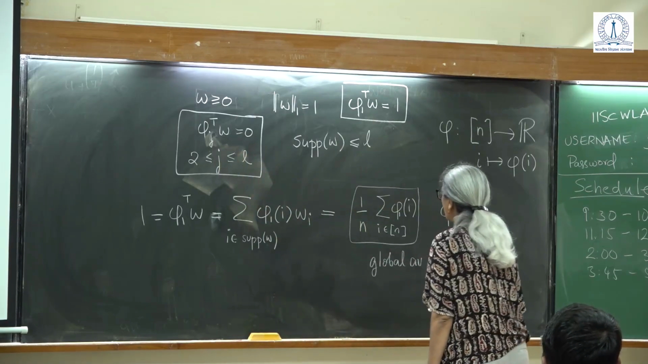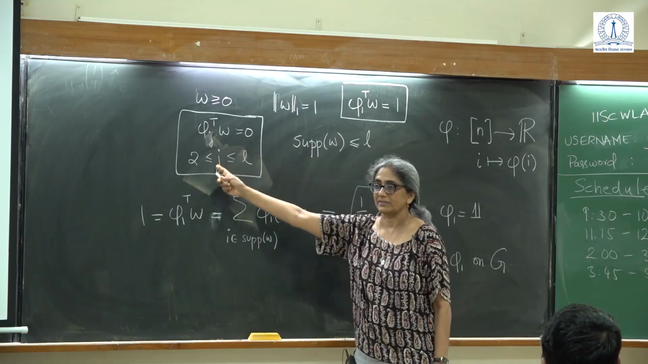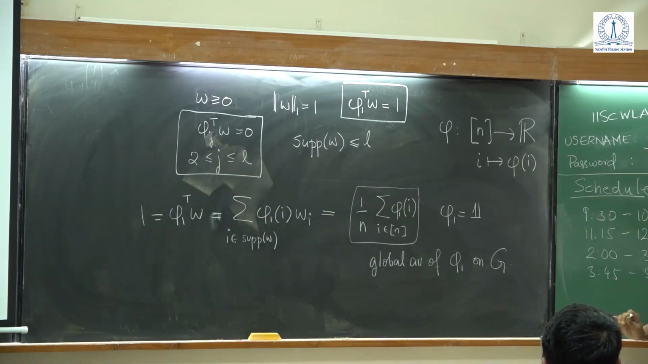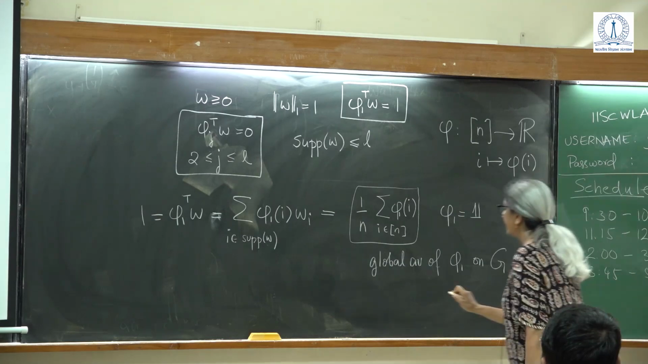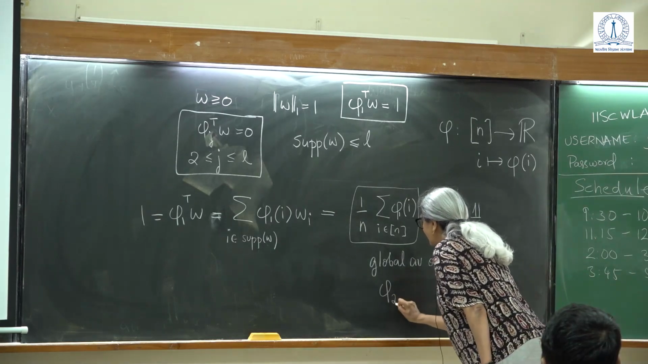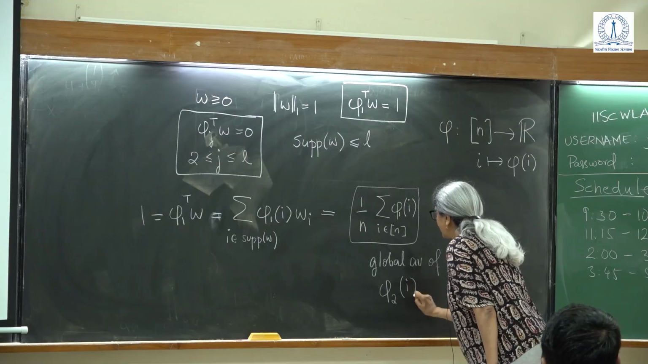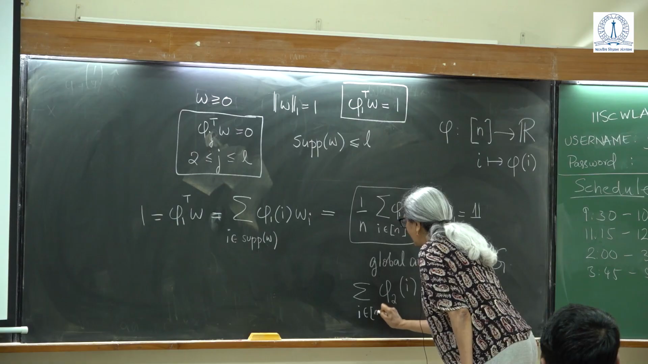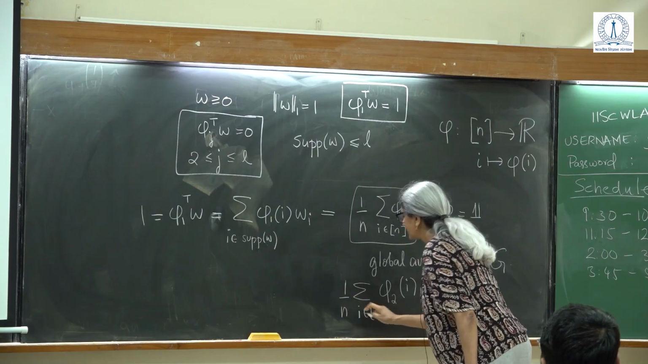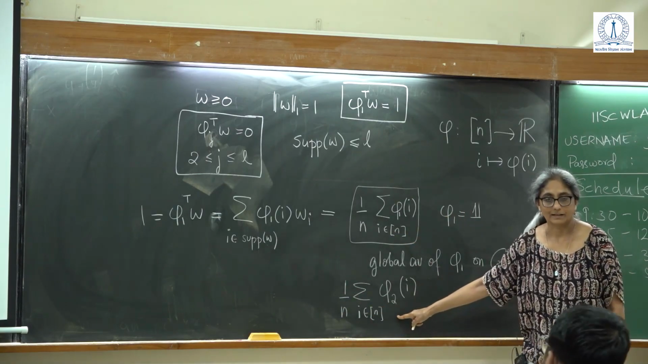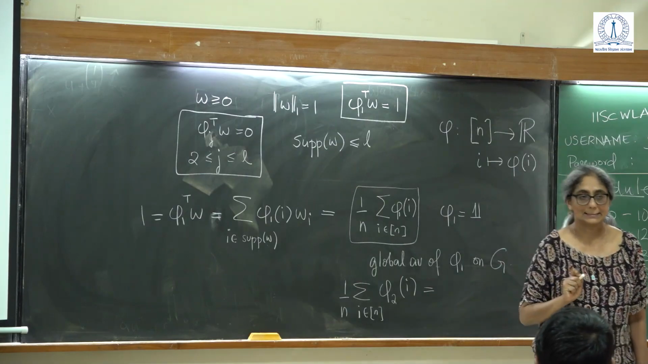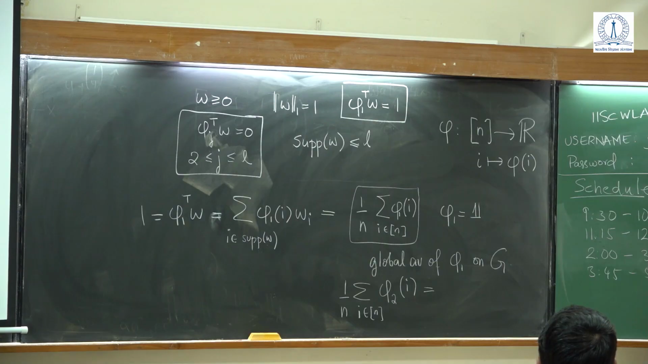So what's the global average of one of these eigenvectors, the ones that are past phi1, like say phi2? So global average means what? Let's take phi2 of i, sum over all i, and then divide by n. This is the global average, right? Do you see what this has to be? It has to be 0, right?